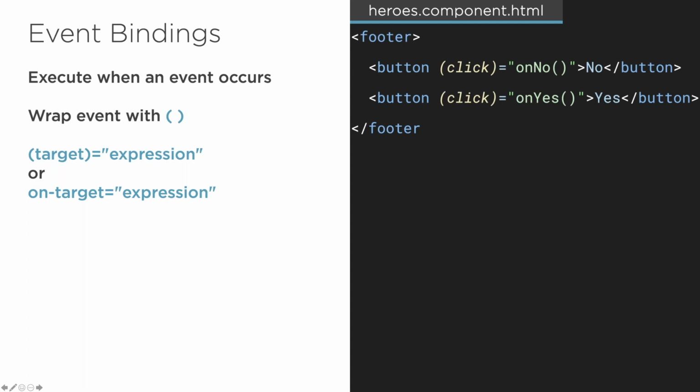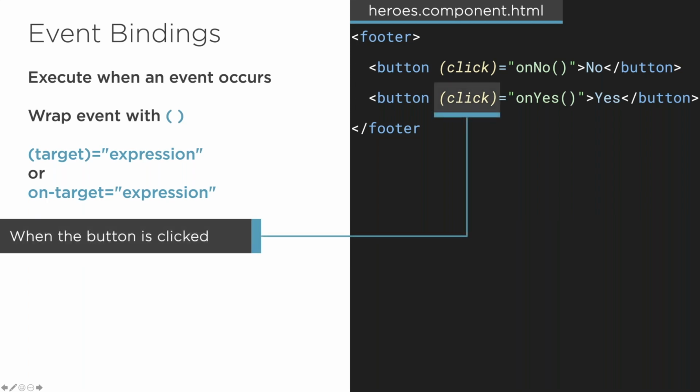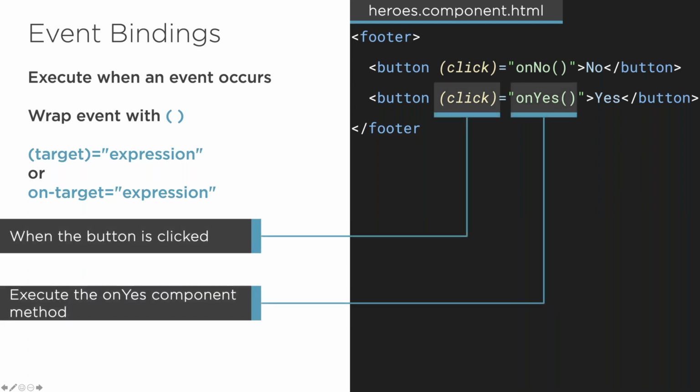So the implementation of this might look like this. We've got a button, and when you click that button, the top one's the no button, the bottom was the yes. We want to run the onNo function that's in our component. So here, when the button is clicked, we want to call onYes, just like that.